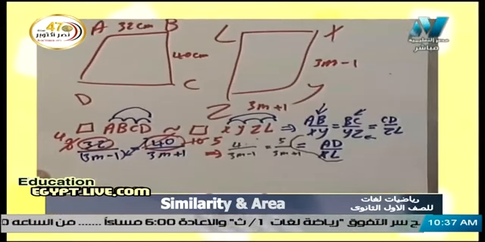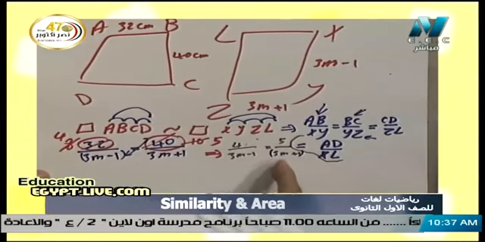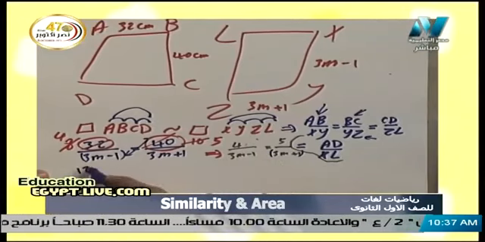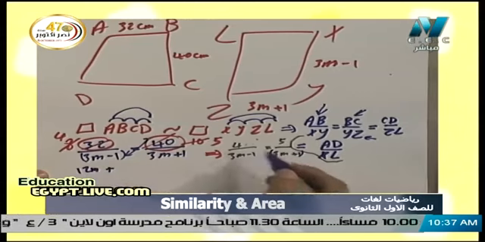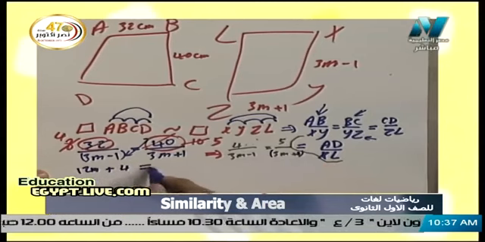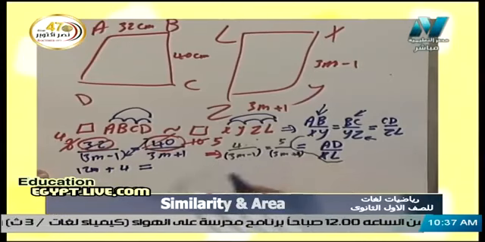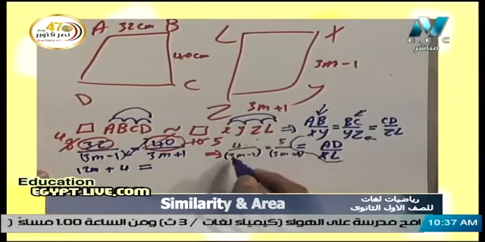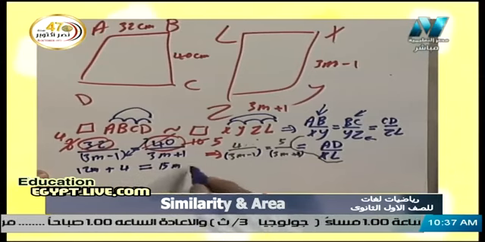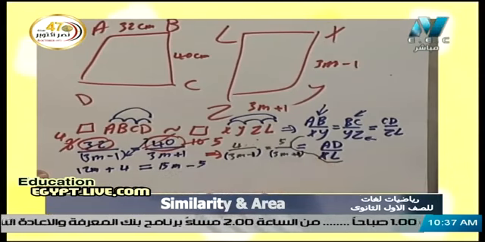Cross multiplication here. 4 multiplied by 3m plus 1. 4 multiplied by 3 equals 12m, plus 4 multiplied by 1 equals 4. Write equal, and multiply 5 by 3m minus 1. 5 multiplied by 3 equals 15, so it is 15m, minus 5 times negative 1 equals negative 5 here.